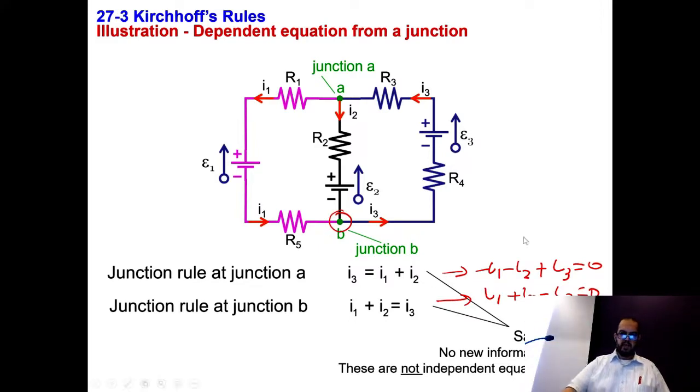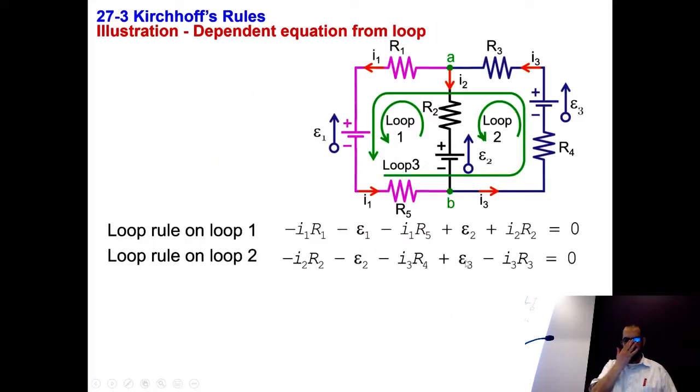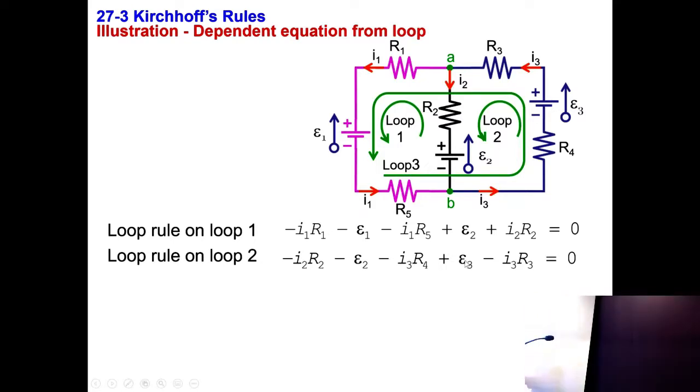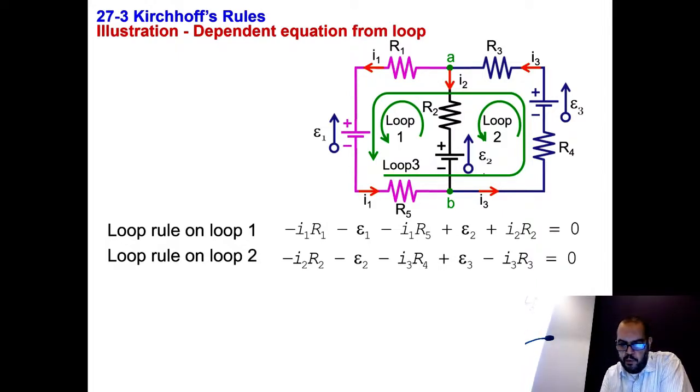Okay? Same thing when you write loop equations. Let me give you an example. Here we have already written the equation for loop 1 and the equation for loop 2 from the previous example. This is a circuit where you have 3 unknowns, I1, I2, and I3, so you need 3 equations. Let's assume you say, okay, let me write the loop equation for this larger loop, loop 3.